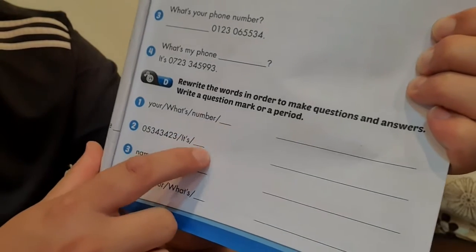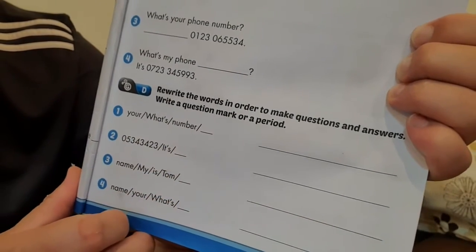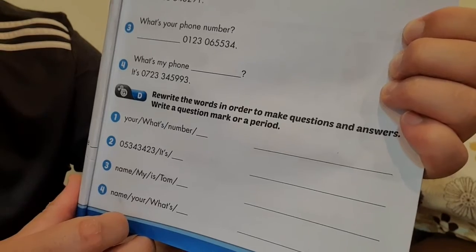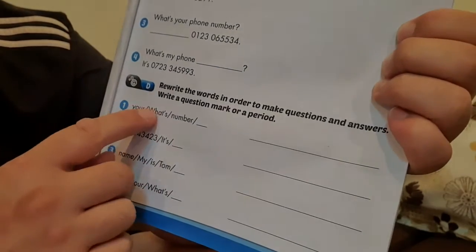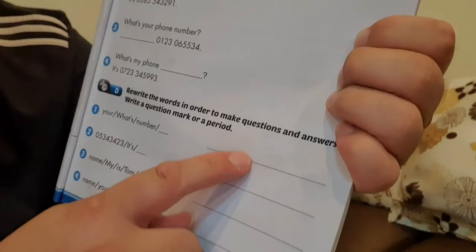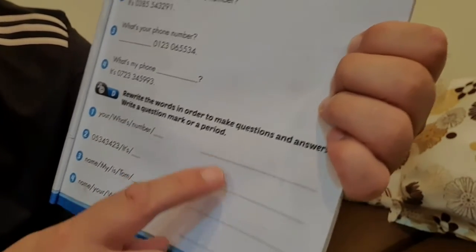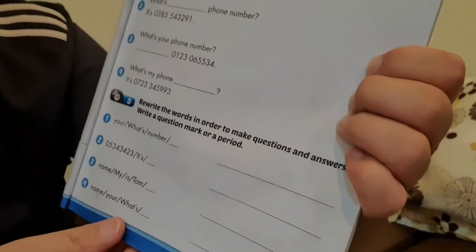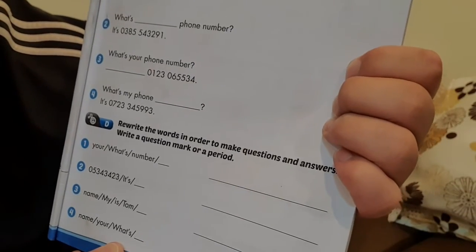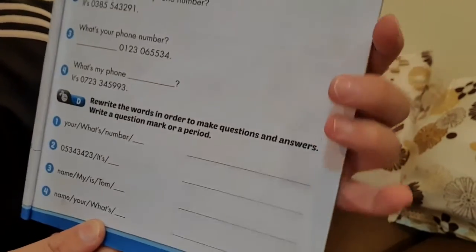Do you remember I told you about that before? A question ends with a question mark, and an answer ends with a period, the dot. Okay, so the blank represents either a question mark or a dot. So please unscramble these words in these sentences. So write the words in the correct order to make the correct sentence. Okay, and then I will check later.